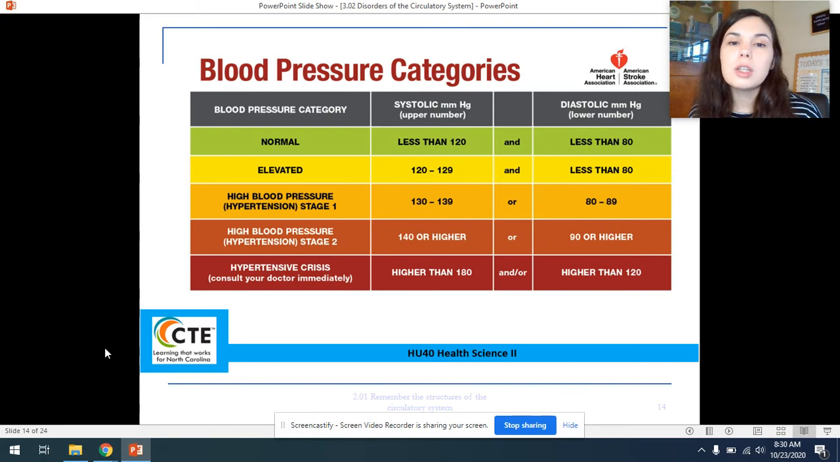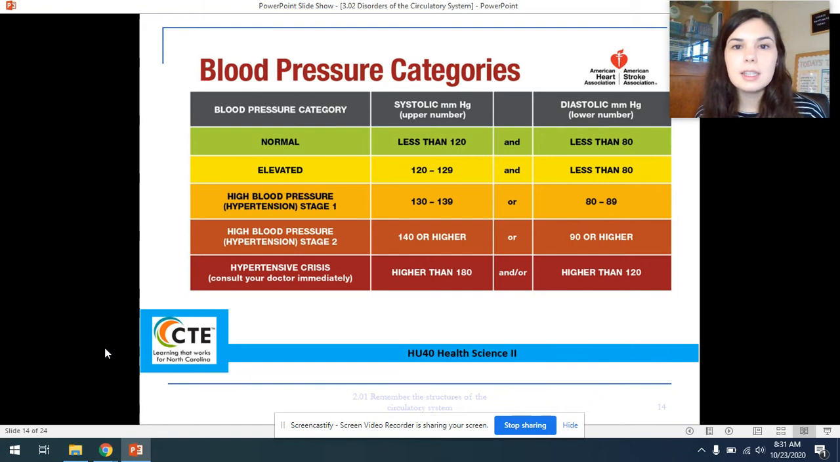If their blood pressure was 136 over 82, that would be within those realms for hypertension stage 1. If their blood pressure was 124 over 84, because they have that number that's over 80, they would still be considered hypertension stage 1. Hypertension stage 2 is anything that is 140 or higher or 90 or higher. So that 136 over 90, because of the 90, would be considered stage 2 hypertension. And a hypertensive crisis is anything that's higher than 180 and or higher than 120.